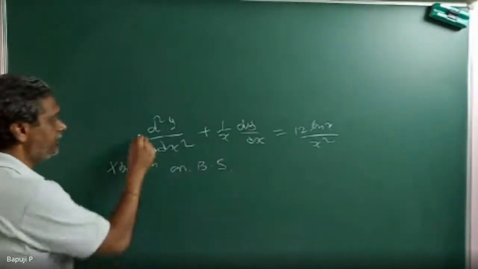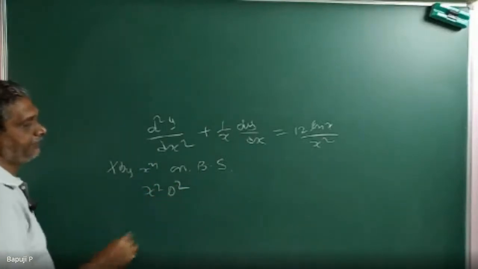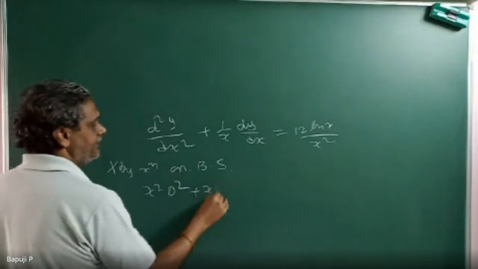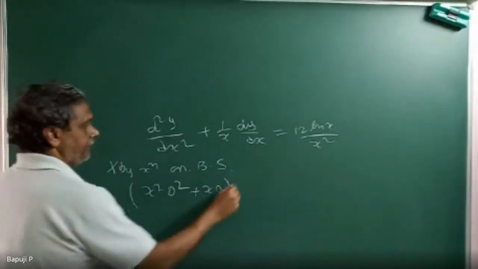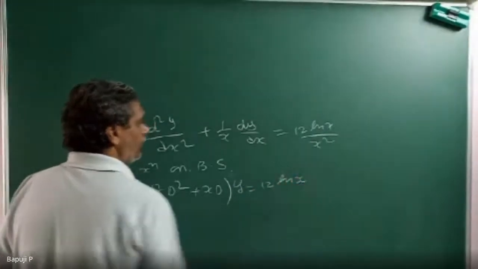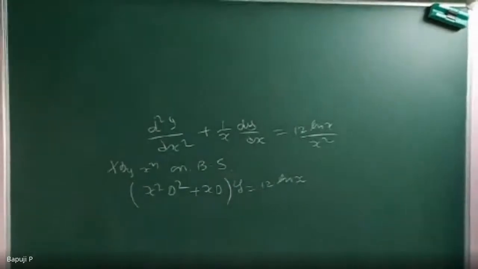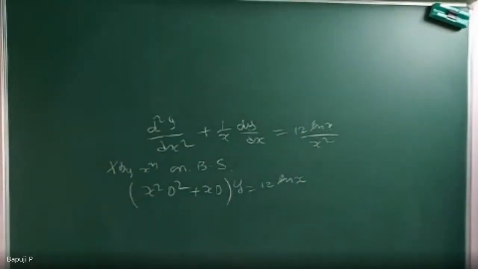So what will you get? This fellow is x square d square, plus x d y is equal to 12 log x. Now you can start. What will you write? Substitution is what? What is the substitution?